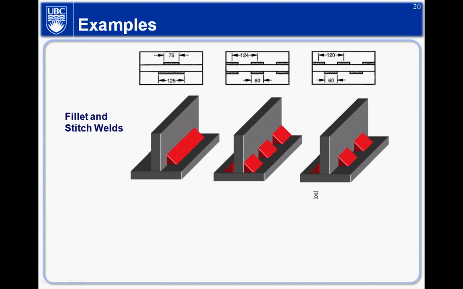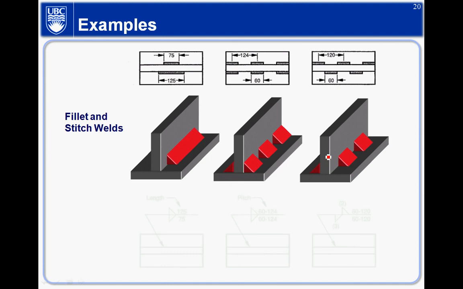So let's take a look at an example here. What are each one of them? Can you see 75 on this side, 125 on this side, right? And this one, 60 is the length. It's actually symmetric. The pitch is 124. Now this one is not symmetric. It's sort of intertwined together, right? So this is 60 here, and this is 120 as a pitch.